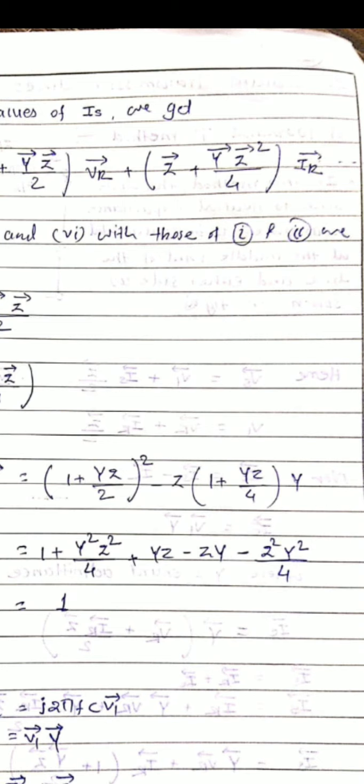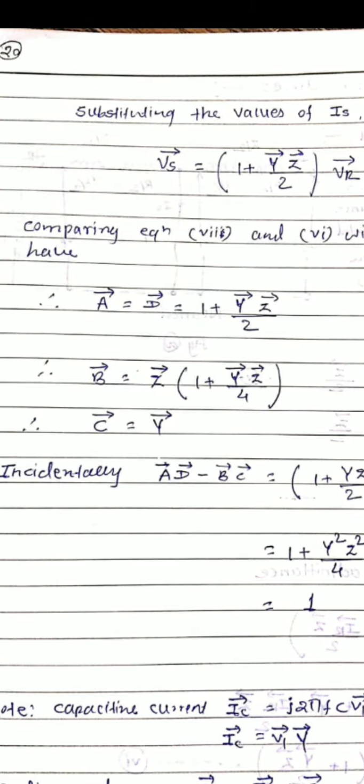Comparing equations 6 and 7 with equations number 1 and 2, we get the values of A, B, C, D. Here A is equal to D is equal to 1 plus YZ divided by 2, B is equal to Z (1 plus YZ divided by 4), C is equal to Y, that is the shunt admittance.